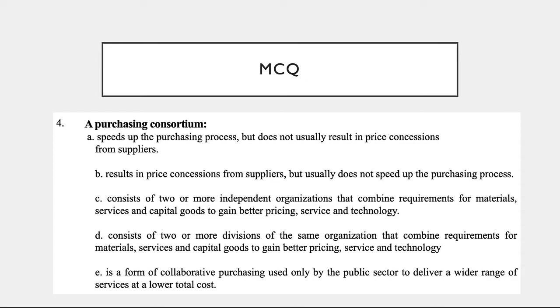Of course, here the answer is C. It consists of 2 or more independent organizations. So take care, it's not D, it's not divisions from the same organization, but rather it's 2 or more independent organizations. Okay.